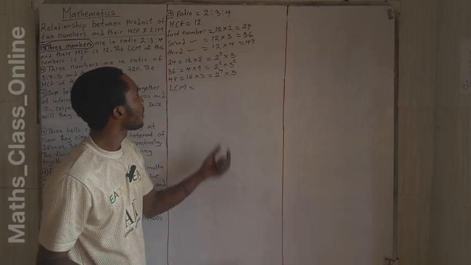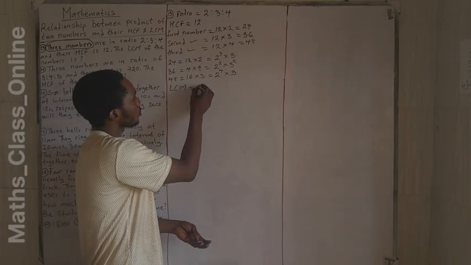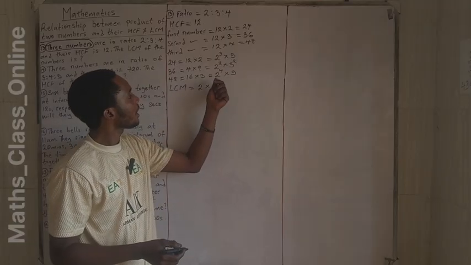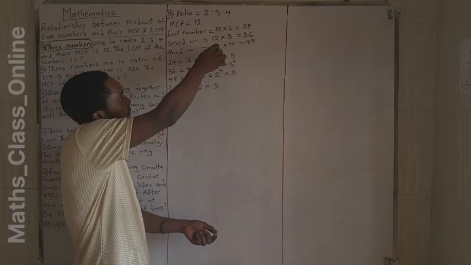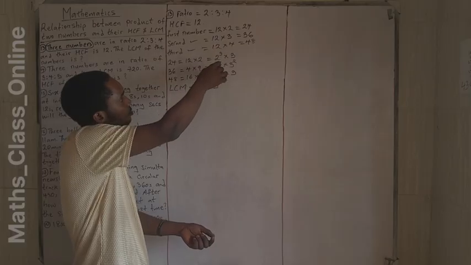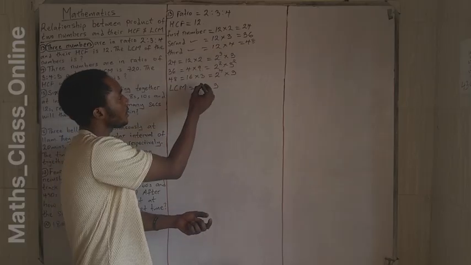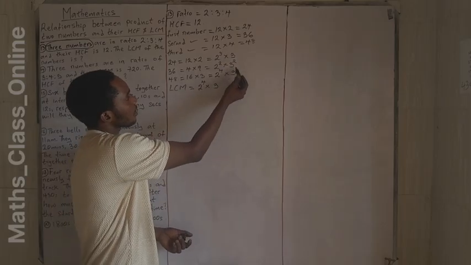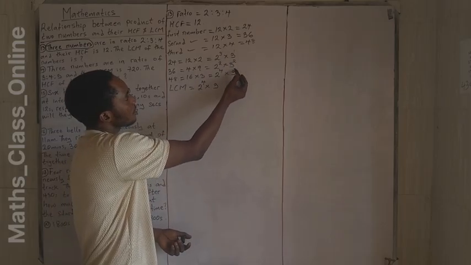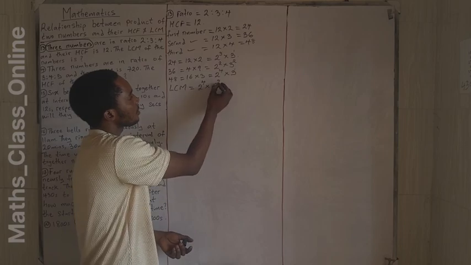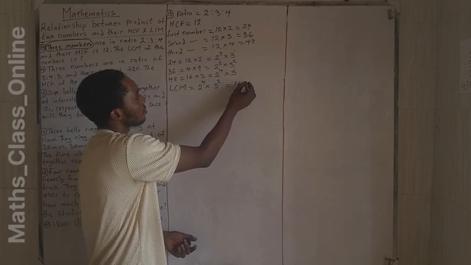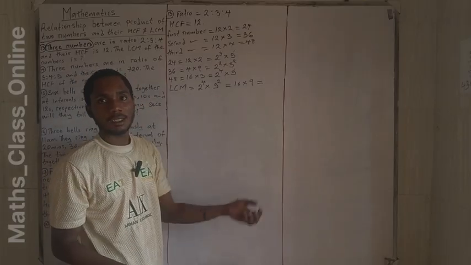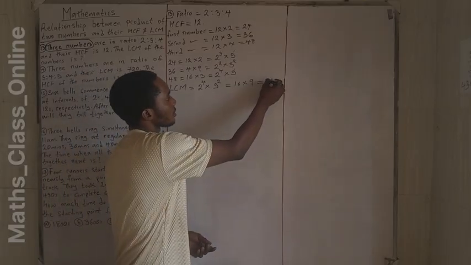For the LCM, the primes we have here are 2 and 3. The next thing is the highest power of 2. The power of 2 here is 3, here is 2, and here is 4. What is the highest power? The highest is 4. And the highest power of 3 here is what? This one is 1, 1, 2. The highest is 2. We have 16 multiplied by 9. That is 144.